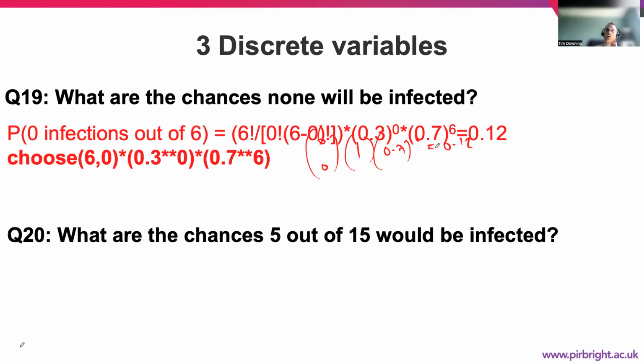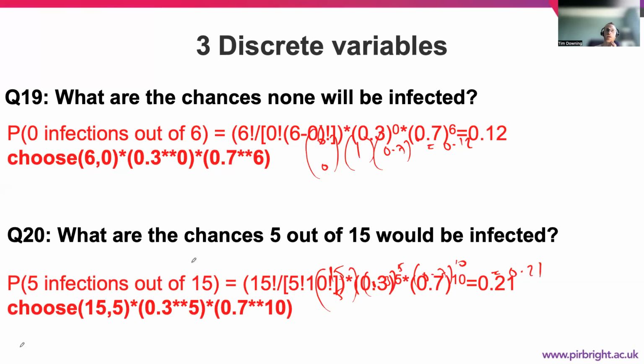What's the chance that 5 out of 15 would be infected? So here we've got 15 choose 5 by 0.3 to the power of 5 by 0.7 to the power of 10. If we work this out, we'll get a value of about 0.21. If we wrote this in R again, it would be 15 choose 5 by 0.3 to the power of 5 by 0.7 to the power of 10.